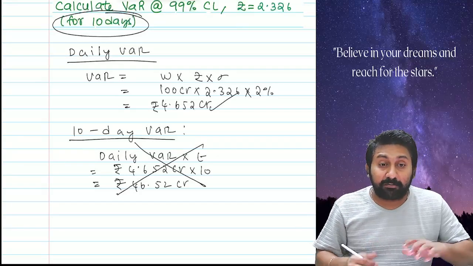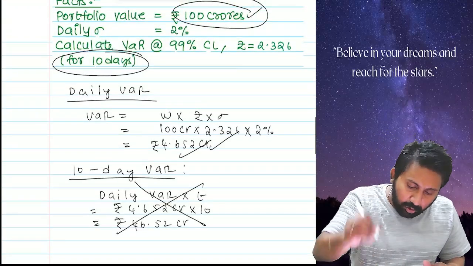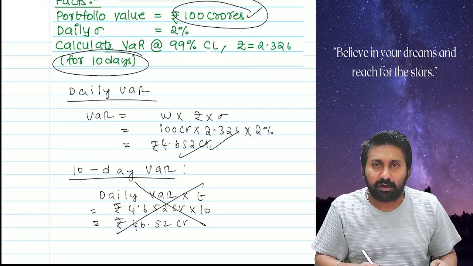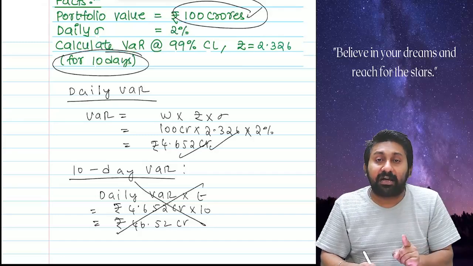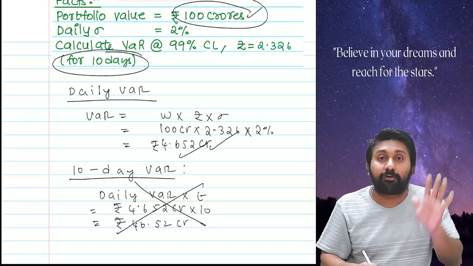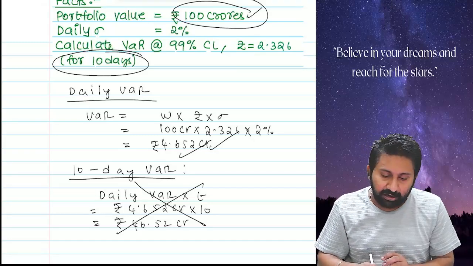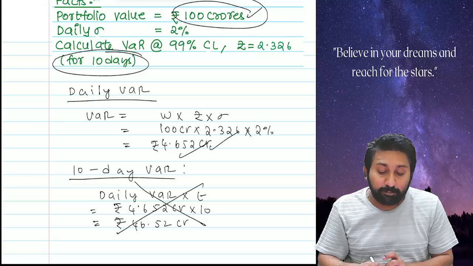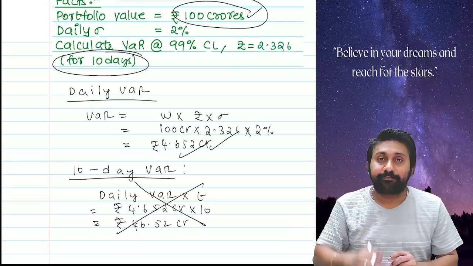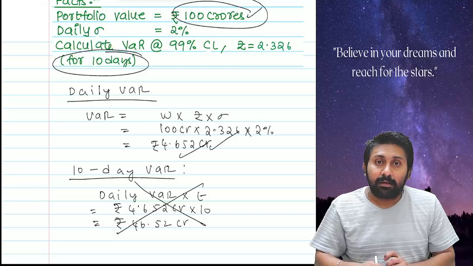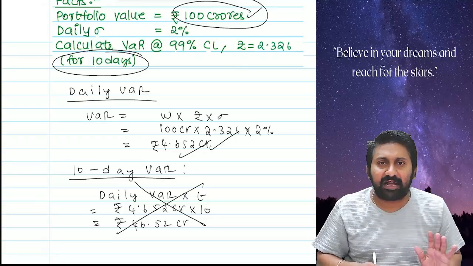Okay, that means I am 99% probable that your loss will not go beyond 4.652. There is only a 1% chance that your loss can even exceed 4.652. I am 99% confident that your loss will not go beyond 4.652 crores for one day, that is the next day. Next day, maybe loss can be there, gain can be there. One day, this is the answer.